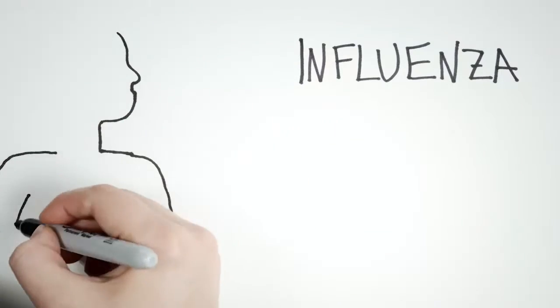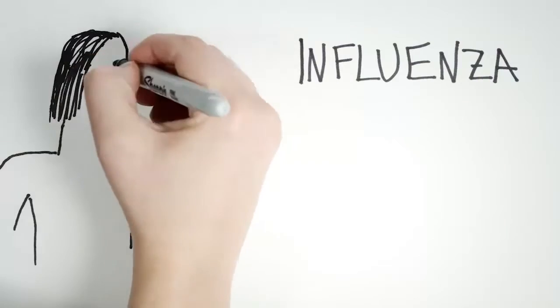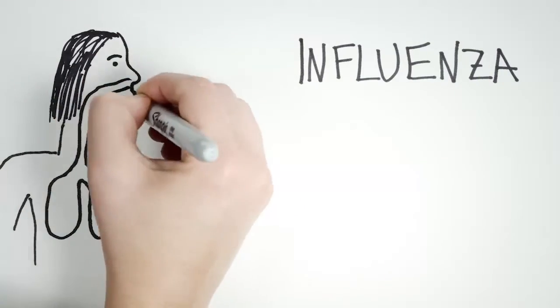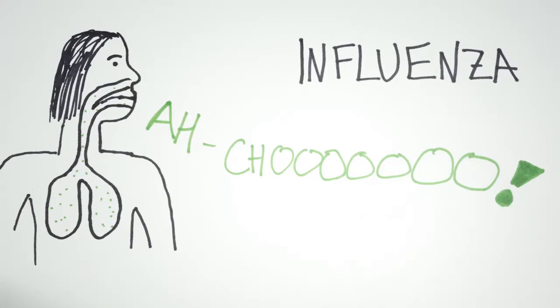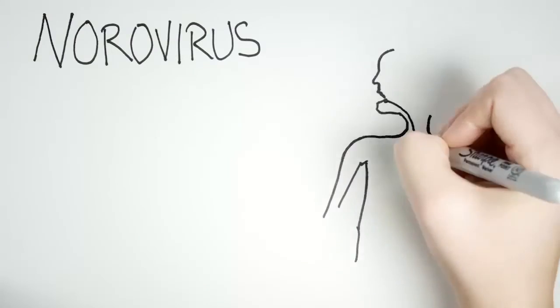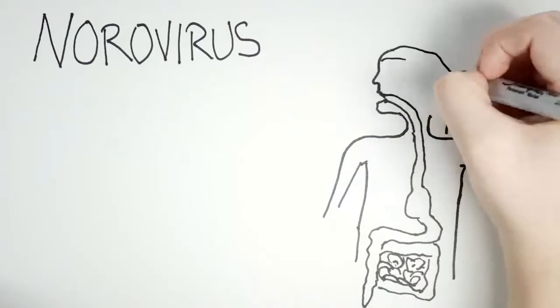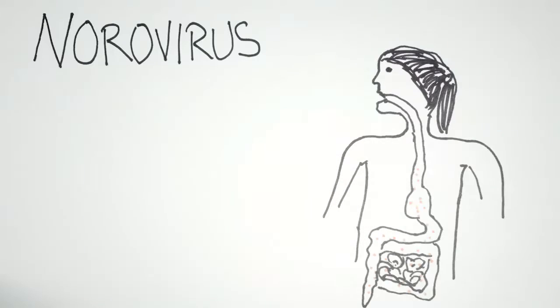Alternatively, the influenza virus has a key that unlocks cells located in the respiratory system. This virus causes respiratory symptoms. Norovirus attaches to the cells in the intestine. What kind of symptoms do you think it will cause?